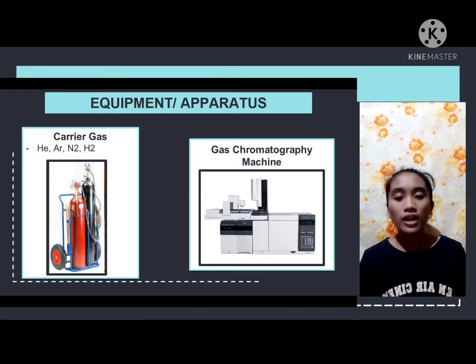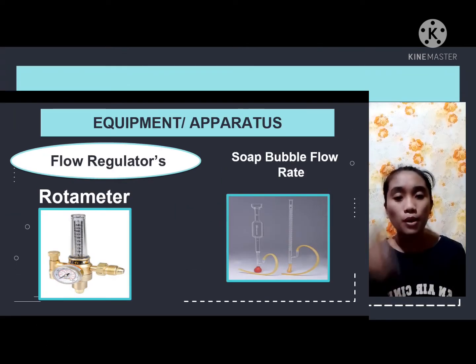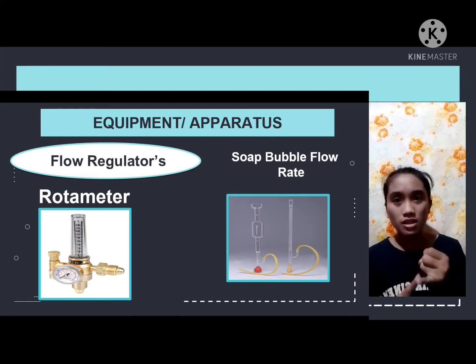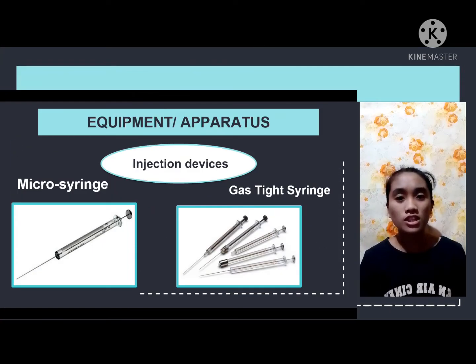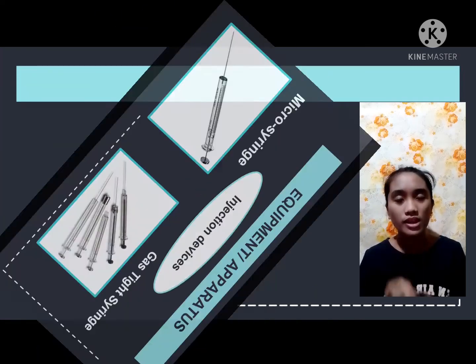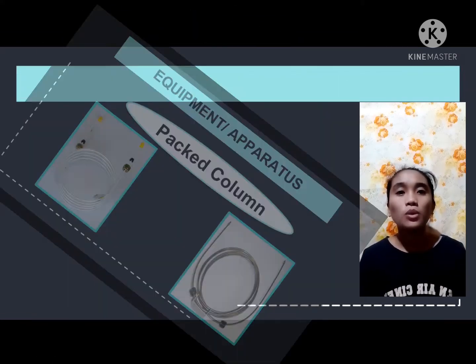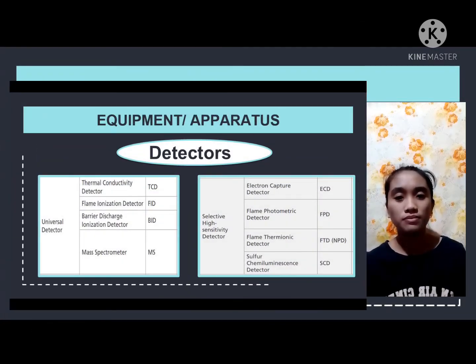Laboratory equipment or apparatus involved in gas chromatography. We have carrier gas. Examples of these are argon and helium. We have also the gas chromatography machine. We have also flow regulators, which is composed of two. These are the rotameter and soap bubble flow rate. We have also injection devices, which is also composed of two. We have also micro syringe and gas-tight syringe. We have packed column, we have capillary column, and last but not the least, detectors.